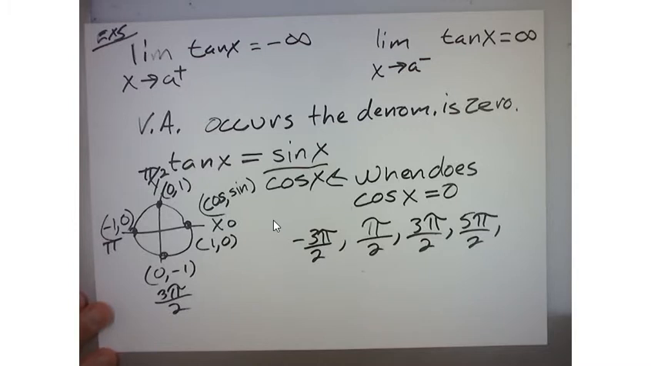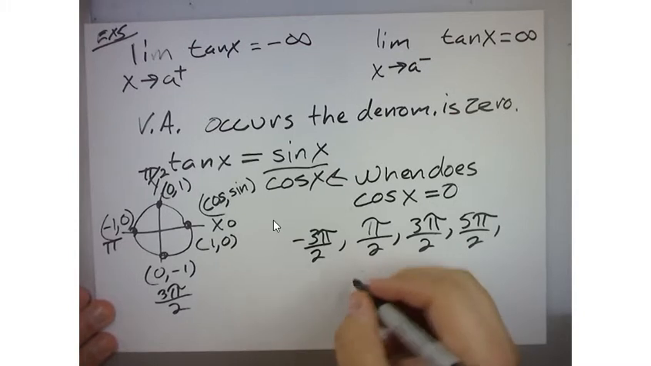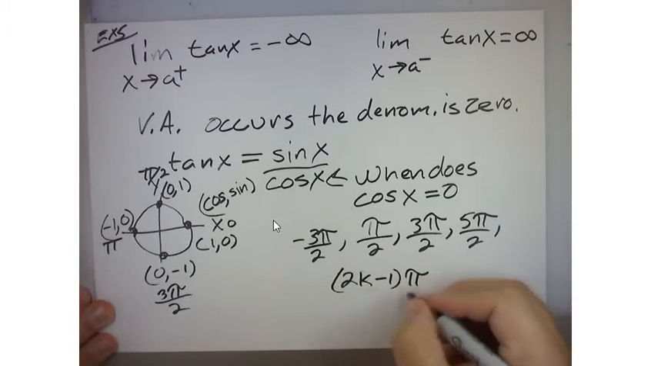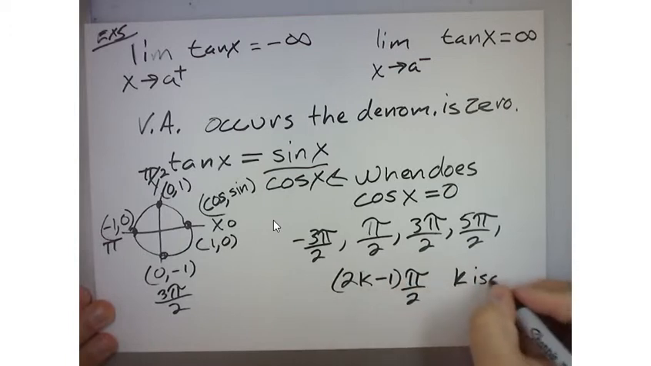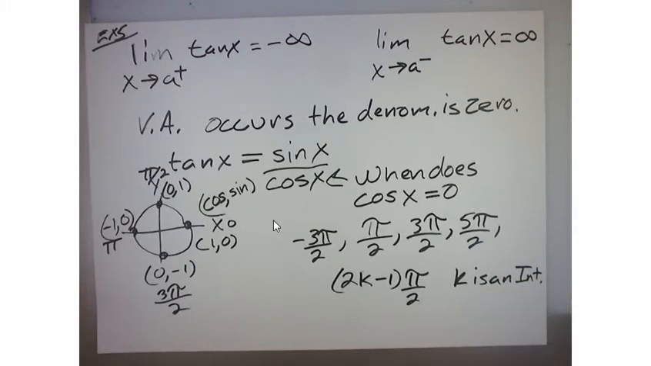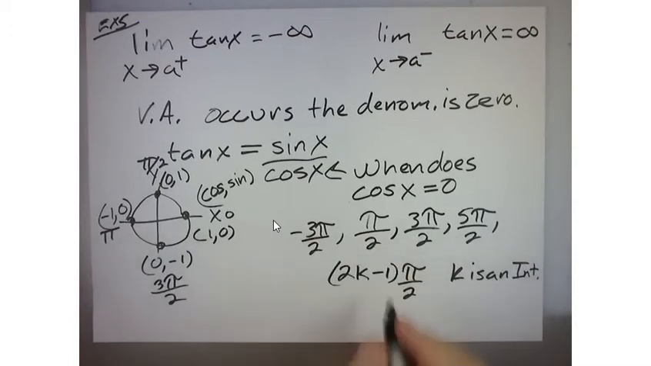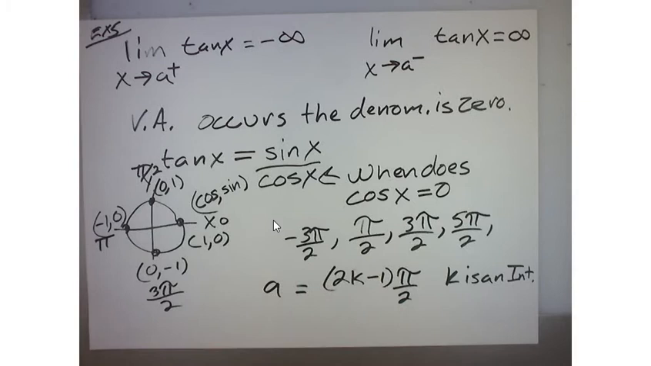What do we call these? Odd numbers, right? So could we say 2k minus 1 times pi over 2, where k is an integer? Because if I plugged in negative 1, I get negative 2 minus 1, which is negative 3 times pi over 2. Where do you get the k from? That's the formula for an odd number.